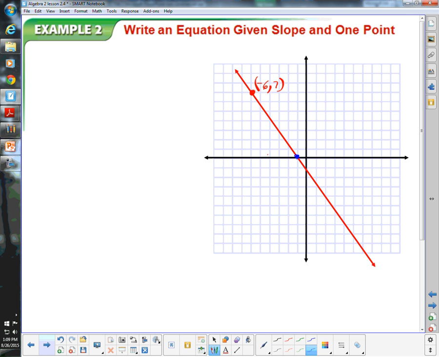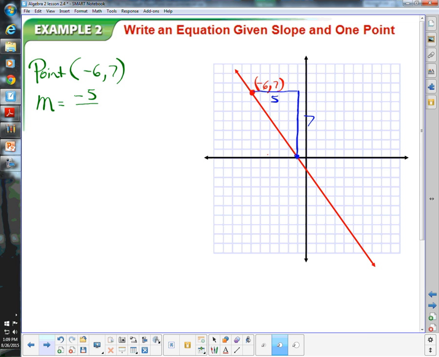All right, so now I'm going to find my slope. My rise is 1, 2, 3, 4, 5, 6, 7. My run is 1, 2, 3, 4, 5. Okay, so what information do I have? I have a point. That point is negative 6, 7. I have the slope. That slope is negative 7 fifths.